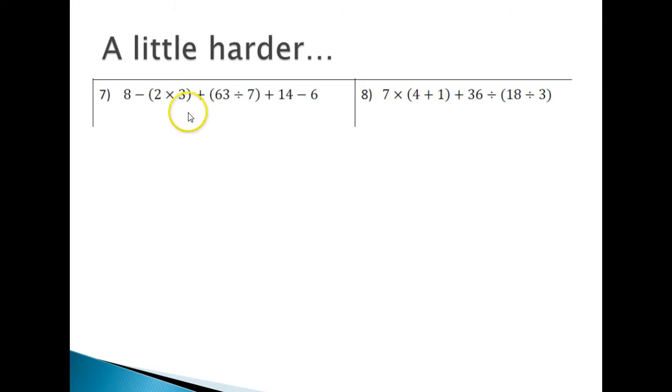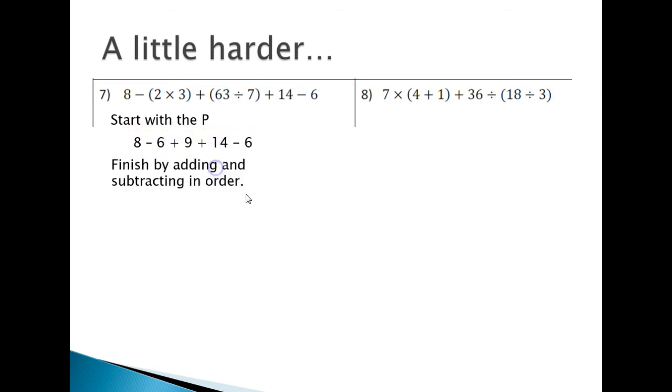Alright, a little bit harder. We've got multiple sets of parentheses. Again, start off with the P. Does it matter which set we do first? Absolutely not. So I just do it in order. I write 8 minus, and then 2 times 3 was 6, plus 63 divided by 7 is 9, plus 14 minus 6. So now all I'm left with is adding and subtracting. So again, I'm doing it in order. 8 minus 6 is 2, plus 9 plus 14 minus 6. 2 plus 9, 11, plus 14 minus 6. 11 plus 14, 25, minus 6. So we get 19 as our final answer.